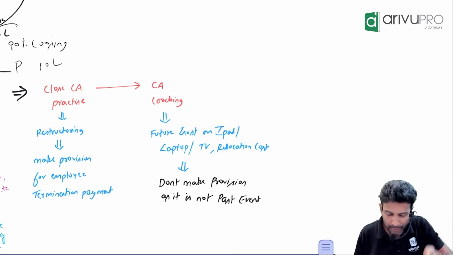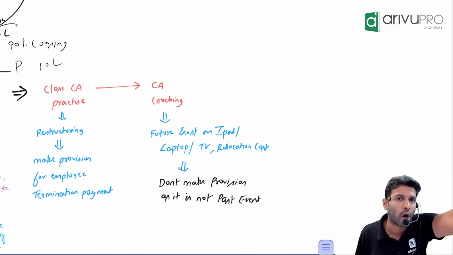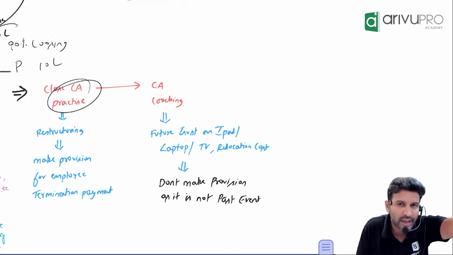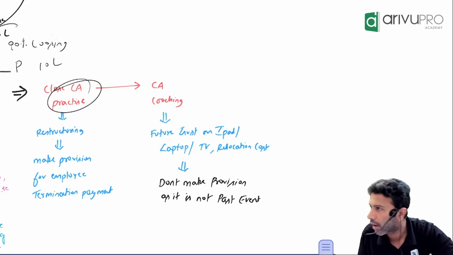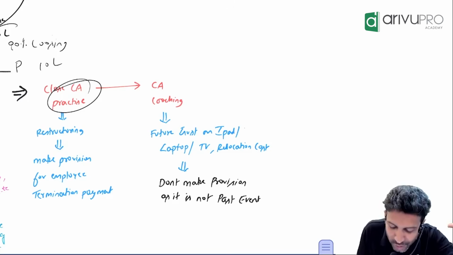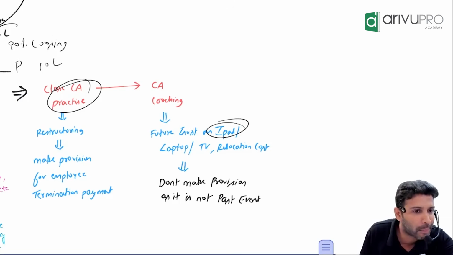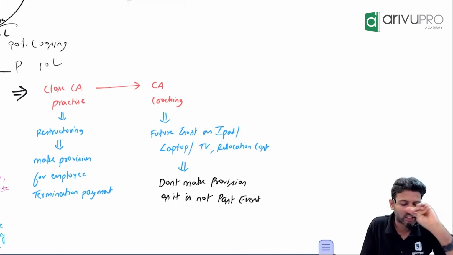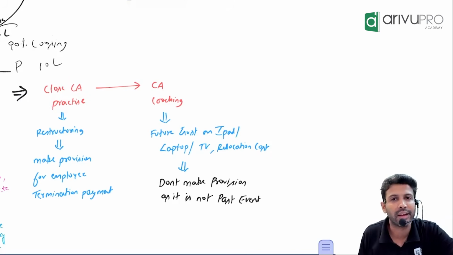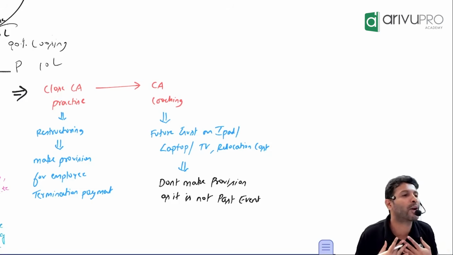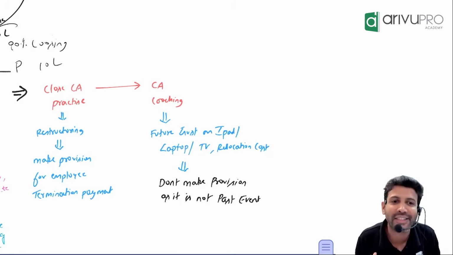Okay. Now, coming back to this example. Sir, I have a normal laptop with me now, which I am using for CA practice. Can I use it for coaching or do I have to buy a new one? Now, sir, I have to buy a new iPad, new laptop, and so on. Yes. Now, I want to relocate. Currently, I am practicing from my house.